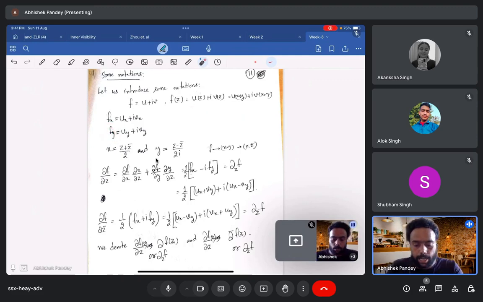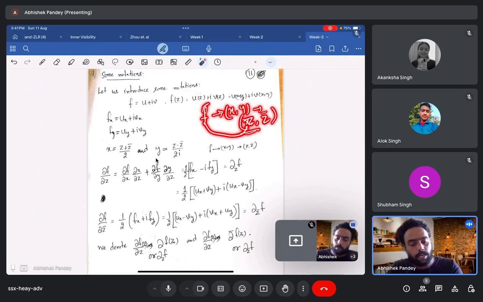Now you take x equal to z plus z bar by 2 and y equal to z minus z bar by 2i. So f is a function of x comma y, and x comma y are functions of z and z bar. Now we want to calculate the partial derivative of f with respect to z. So you calculate the partial derivative of f with respect to x and then the partial derivative of x with respect to z, isn't it?